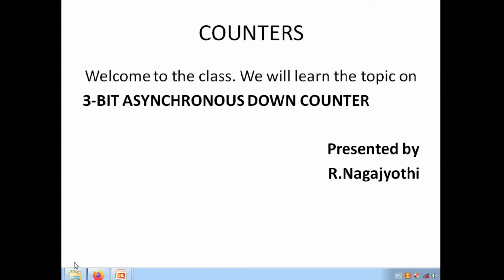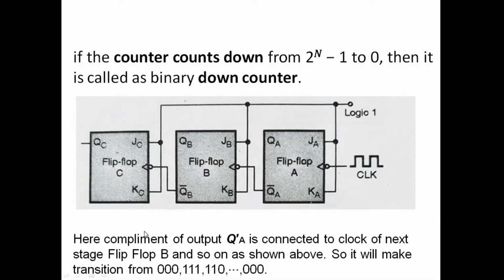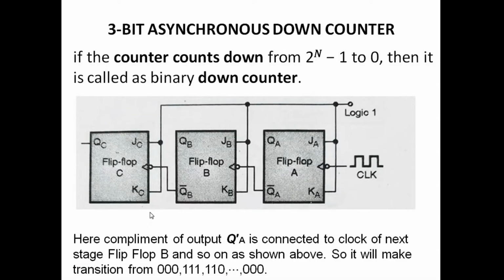Welcome to the class on counters. We will learn the topic on 3-bit asynchronous down counter. In a 3-bit asynchronous down counter, the counter counts down from 2 to the power n minus 1 to 0. Then it is called a binary down counter.